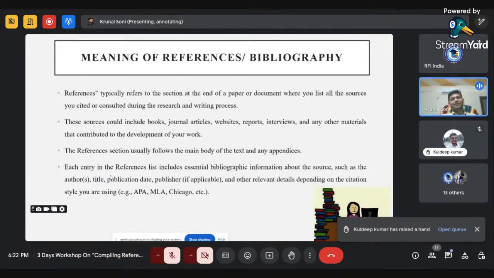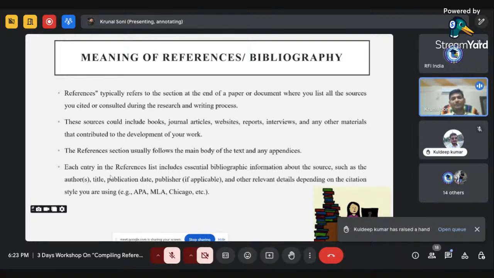Each entry in the references list includes the bibliographic information. As a researcher, you should have an idea of what sort of parameters we take up as part of referencing and bibliography. Basically, we take the name of the author, the year of publication, the title of the paper, the journal where it has been published, volume number, issue number, and page number, right? These are the various parameters that we take up as part of references and bibliography, right?